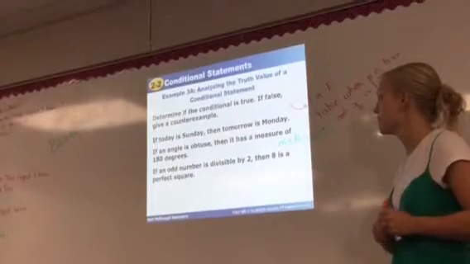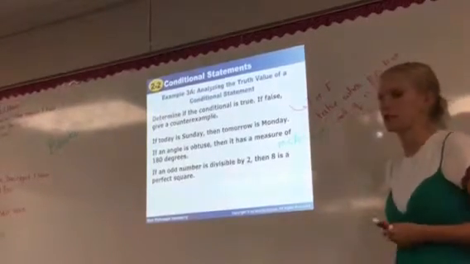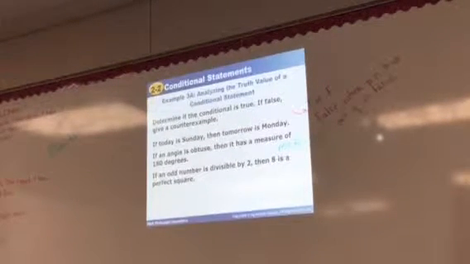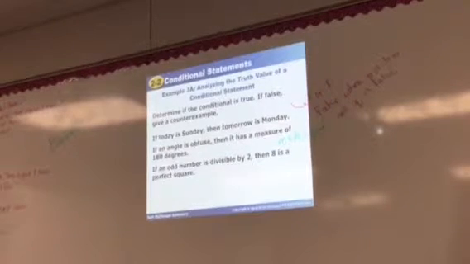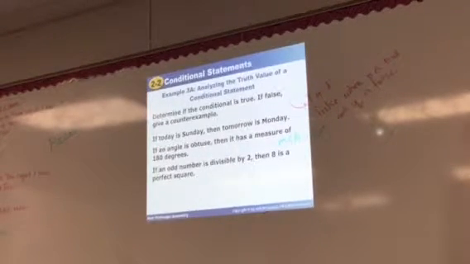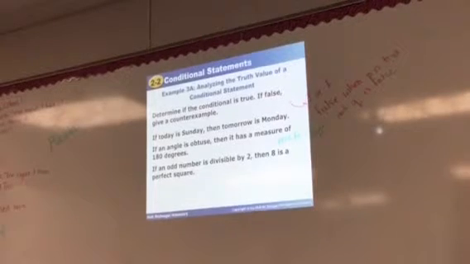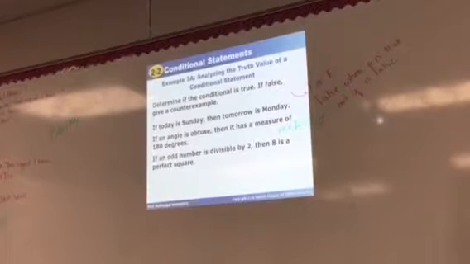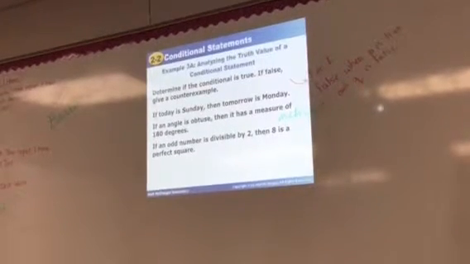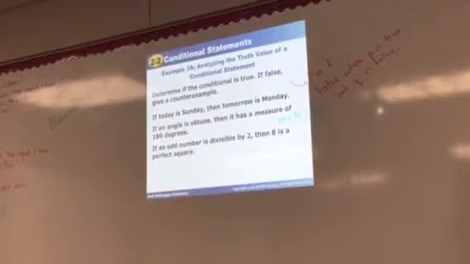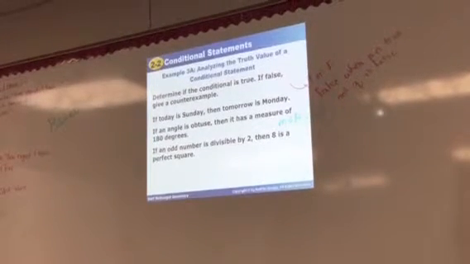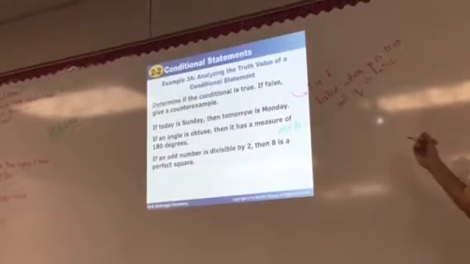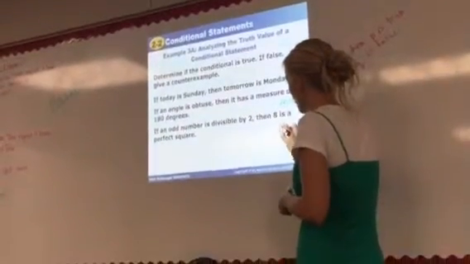If an odd number is divisible by 2, then 8 is a perfect square. Think about the first statement: if an odd number is divisible by 2, which isn't possible. The hypothesis is false, but the whole thing is true. Weird, huh? So this whole statement would be true.